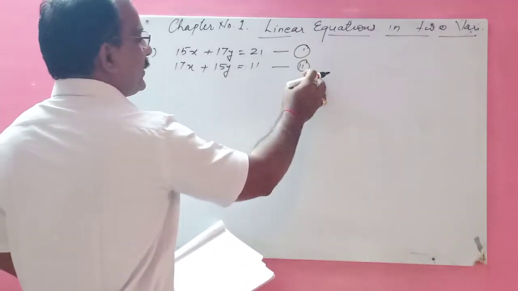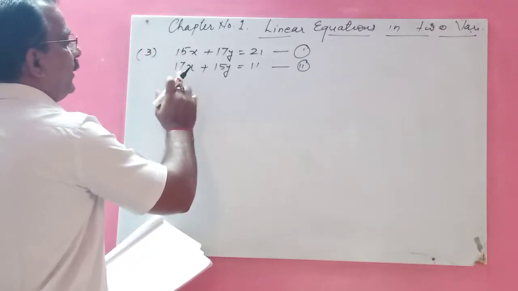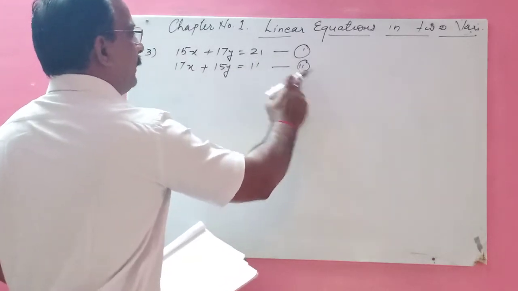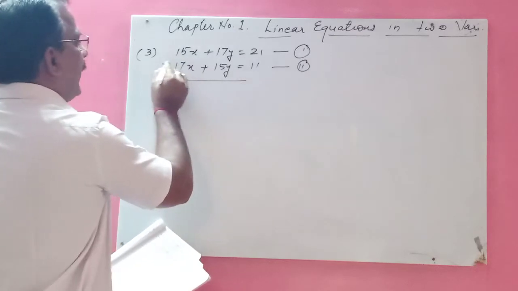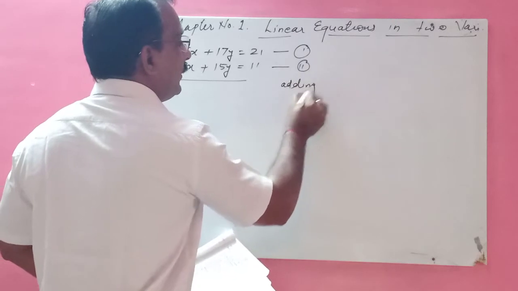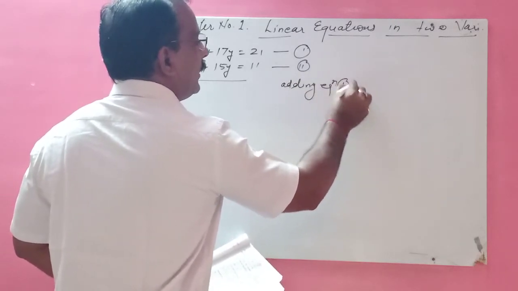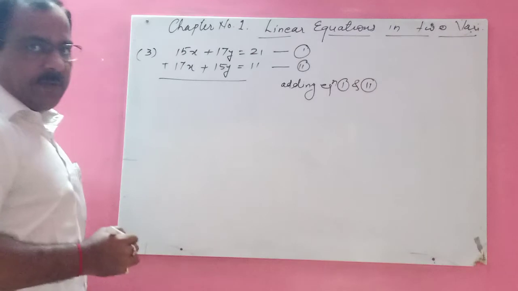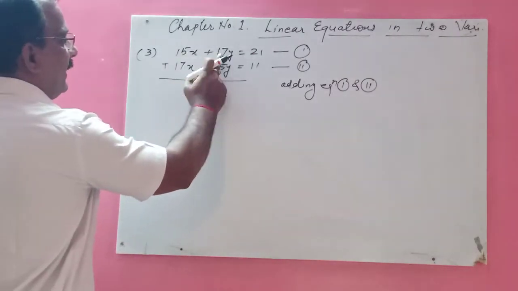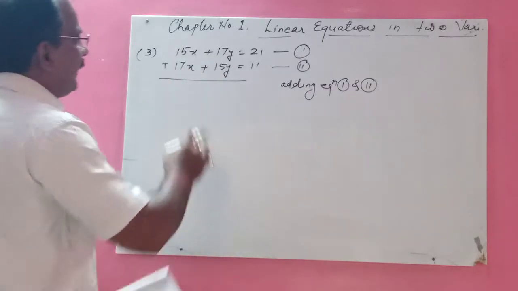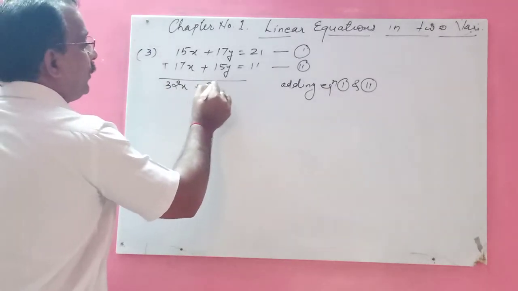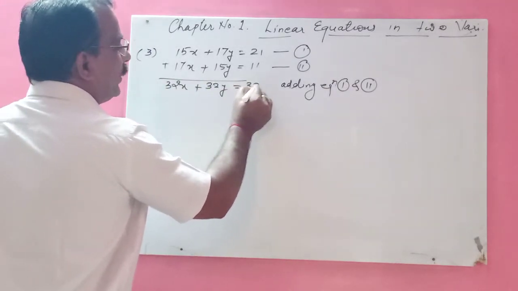So we have two equations, right? And find out the values of variables x and y. Write equation number 1, equation number 2, and first you should do addition here, means adding equation 1 and 2. First you do additions in such type of problems, because 15, 17, 17, 15. So after addition, what you will get here? 32x plus 32y is equal to 32.